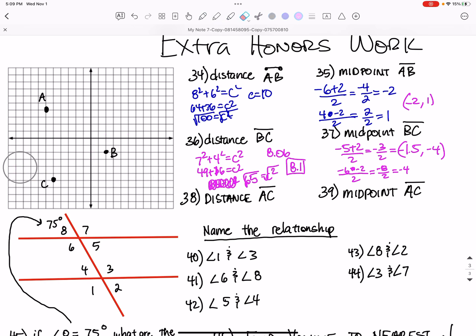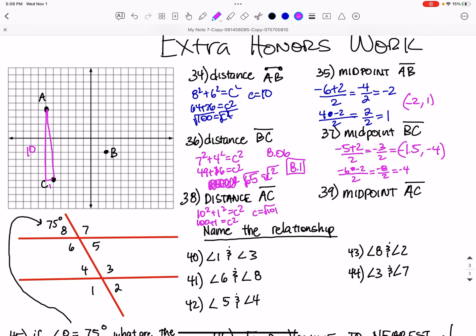All right, distance between A and C. Let's see. A and C. To make a triangle, this is 1, 2, 3, 4, 5, 6, 7, 8, 9, 10 down, 1 over. Okay, 10 and 1. So it's going to be 10 squared plus 1 squared equals c squared. 100 plus 1 equals c squared. Take the square root. C equals the square root of 101.